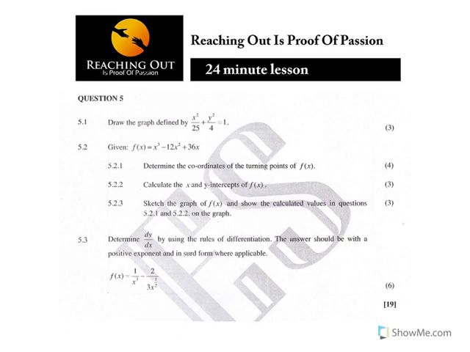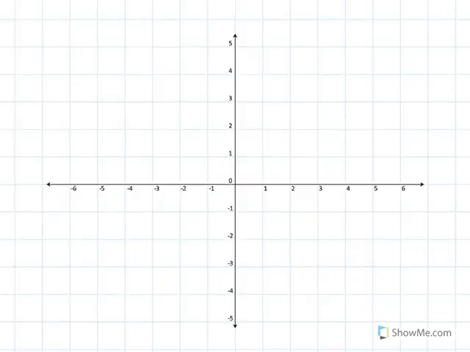Let us continue to look at question number 5. Question number 5 says 5.1: draw the graph defined by x squared over 25 plus y squared over 4 is equal to 1. This is 3 marks. Now if you look at this graph, you will discover that it is an ellipse. So let us quickly work on drawing this particular graph.